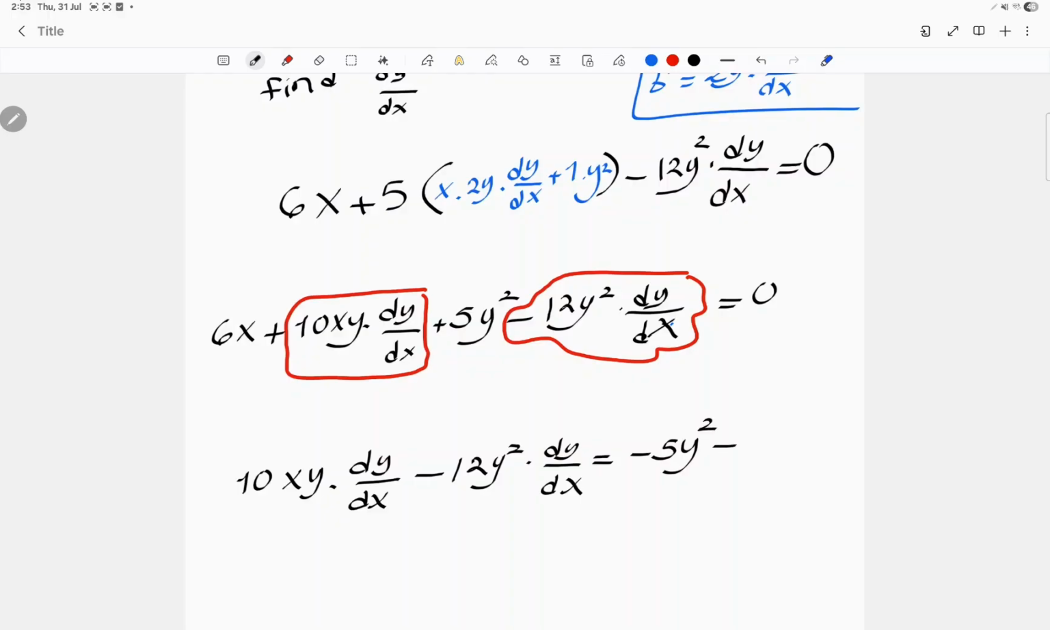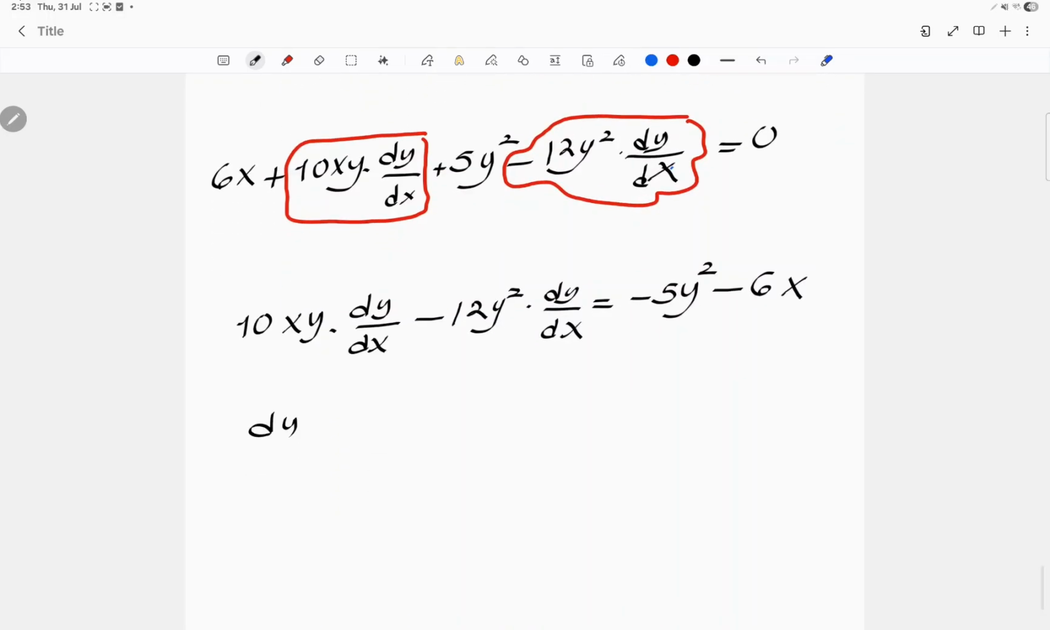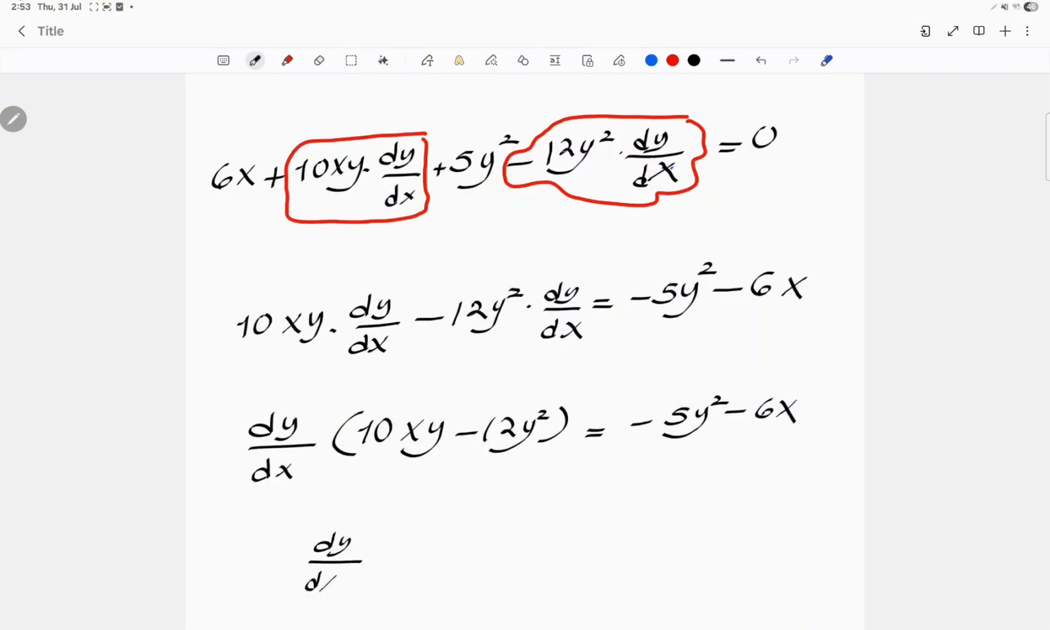Negative 5y squared, negative 6x. Now, let's factor out dy over dx on the left, leaving us with 10xy minus 12y squared is equal to minus 5y squared minus 6x. Now, isolate for dy over dx. And here's the answer. Okay?